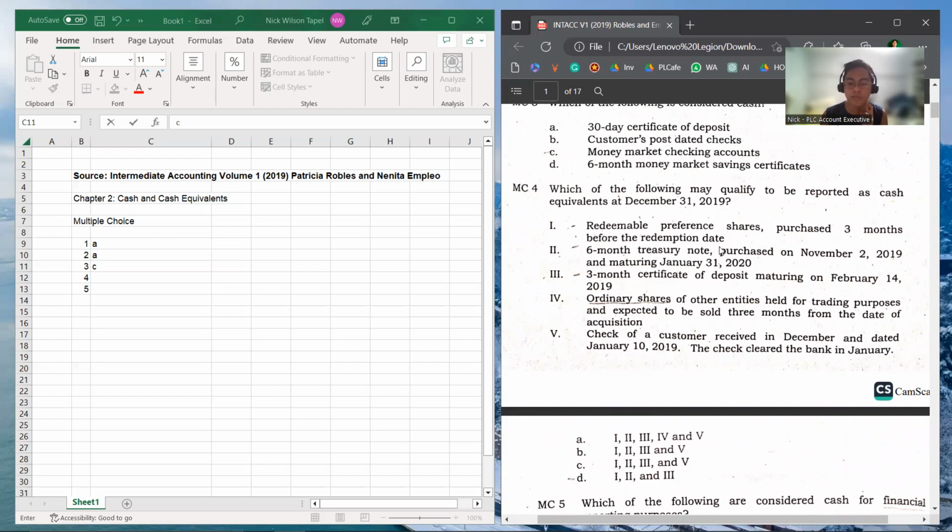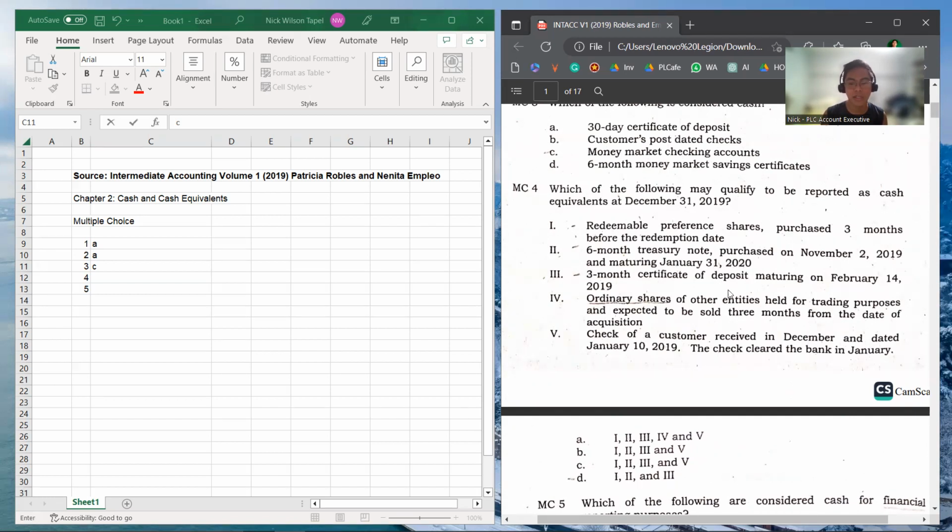So 1. Number 2, 6-month treasury note purchased on November 2, 2019 and maturing January 31. So disregard this 6 month. Just focus on the date of purchase, which is November 2, and maturing at January 31. So if it's inside the 3 months, it is considered cash equivalent. So November, December, and January 31. It is still inside the 3 months, so it is still a cash equivalent. So number 1 and 2 are included.